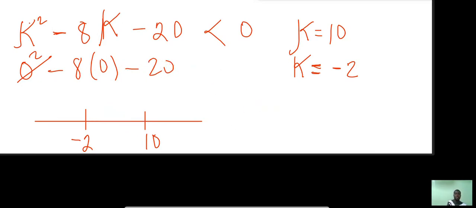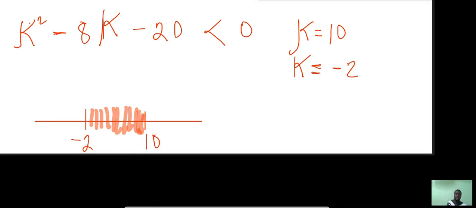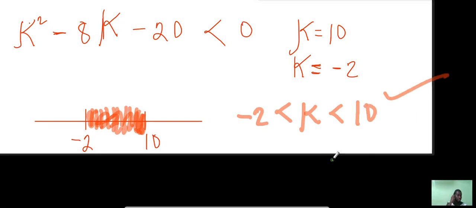So the final answer will just be the region satisfied, which is here, in between negative 2 and 10. So I'm going to merge. The final answer will be negative 2 less than k less than 10. That's the way to write the answer.